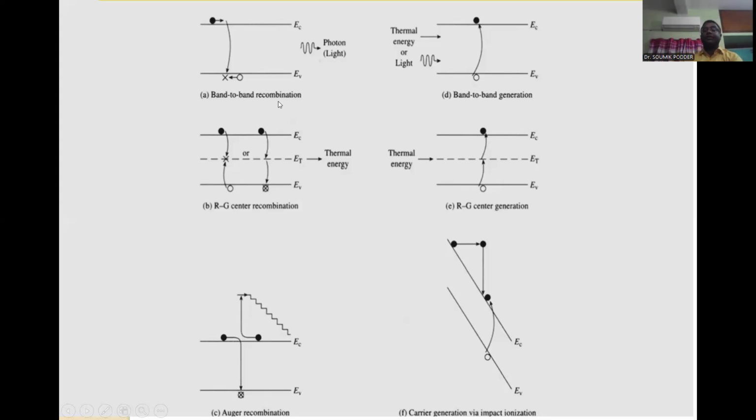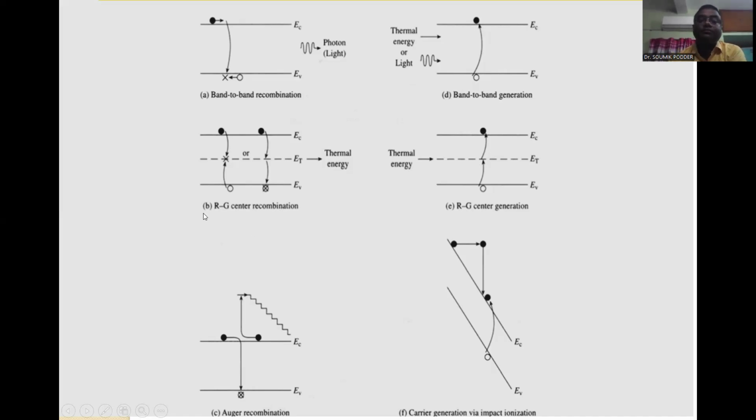Now, different types of recombination. This is the first one, band-to-band recombination. It is taking place in the direct band gap semiconductor. This is band-to-band generation. So when thermal energy is impinged, then electrons will go to the conduction band, leaving behind holes in the valence band. This is called band-to-band generation.